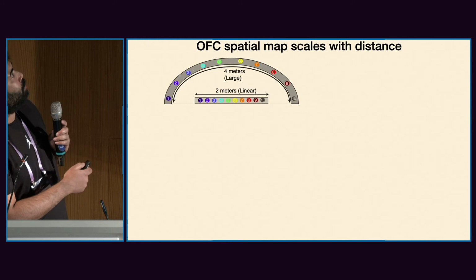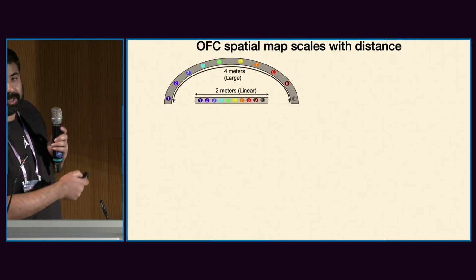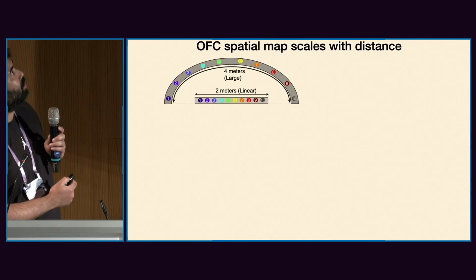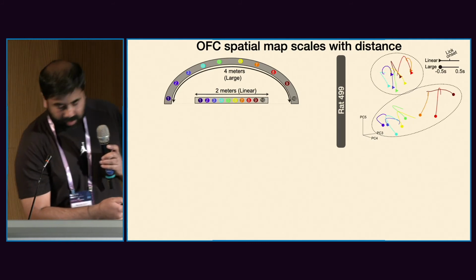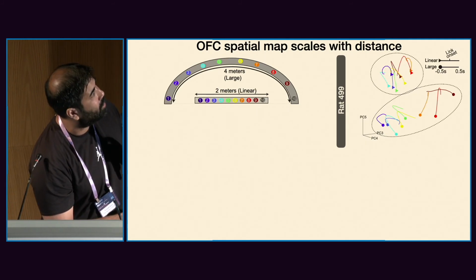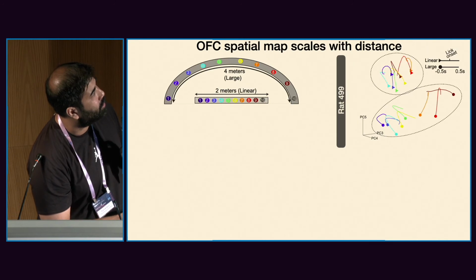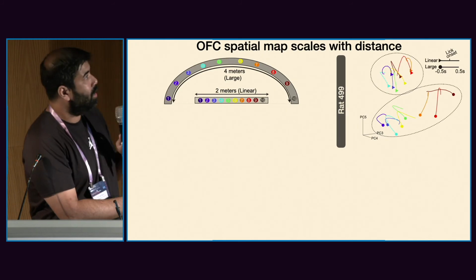To answer this question, we used a large 4-meter track in addition to the 2-meter track, so the animal would do one session here and one session here. This is an example from one rat. You can see that the map formed in the 2-meter track is here, and the 4-meter track is shown here, and you can see that the map in the 4-meter track sort of expands out, right?